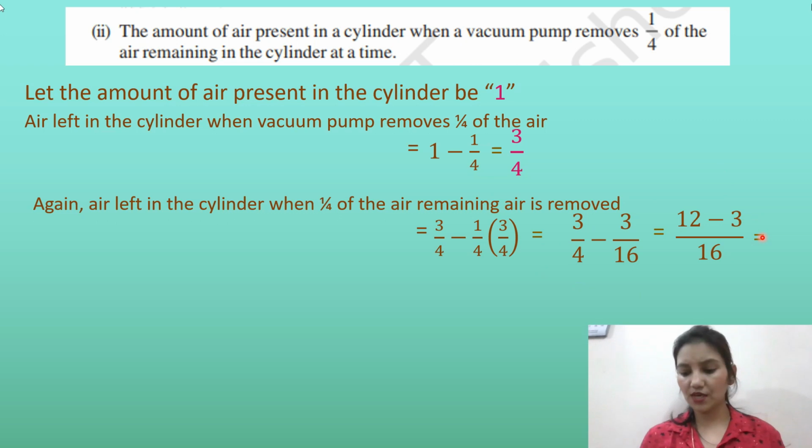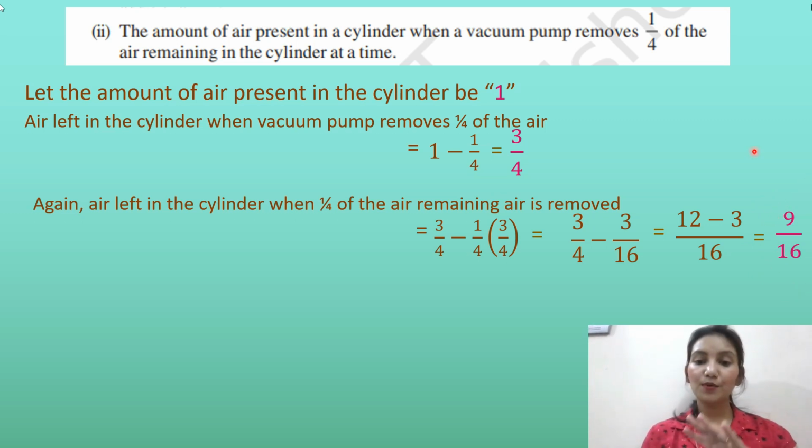You solve it, you know the calculations, and we'll find that the amount of air left in the cylinder now is 9 upon 16. So 9 upon 16 air is left. We just saw that initially the cylinder had 1 unit of air, then we removed 1/4, and the amount of air left is 3 upon 4. Now again we removed 1/4, and the amount of air present in the cylinder is 9 upon 16.